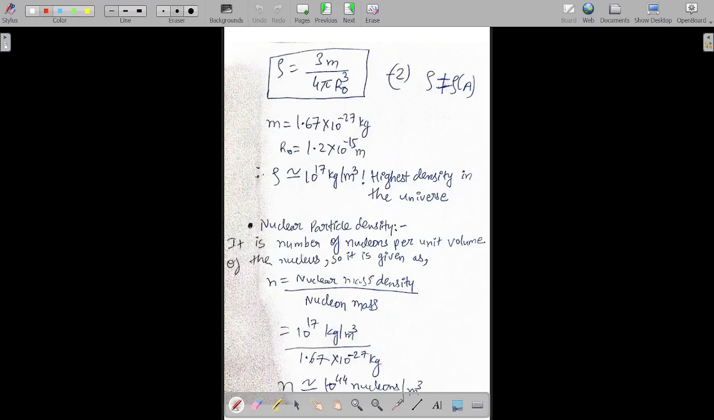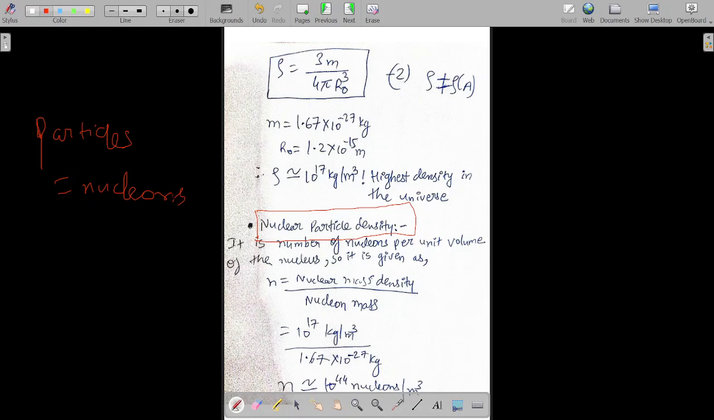So nuclear particle density we were going to see yesterday, but due to some reasons I had to quit the class in between. So we will look at it now. What is nuclear particle density? As the name suggests, it is the number of nucleons per meter cube. Particle means your nucleons.